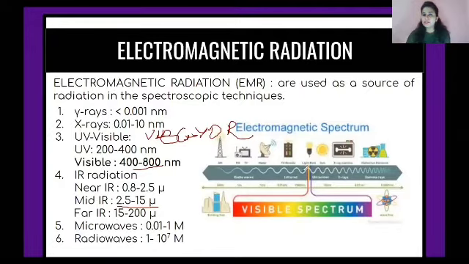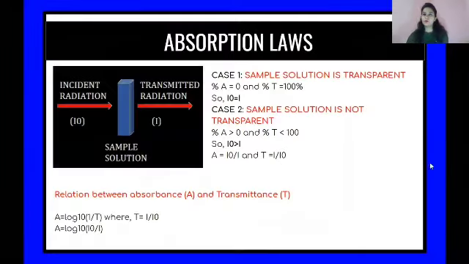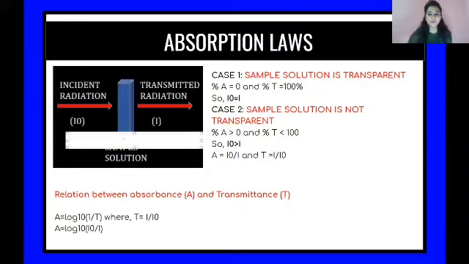So in this entire unit today, we'll be studying only the visible radiation source, which is the 400 to 800 nanometer region. Now, considering the visible radiation source, we also need to understand what the absorption laws are. Why is absorption necessary? Because, for example, I'm taking a sample solution and incidenting a radiation over it. Say I have incidented 100% radiation.